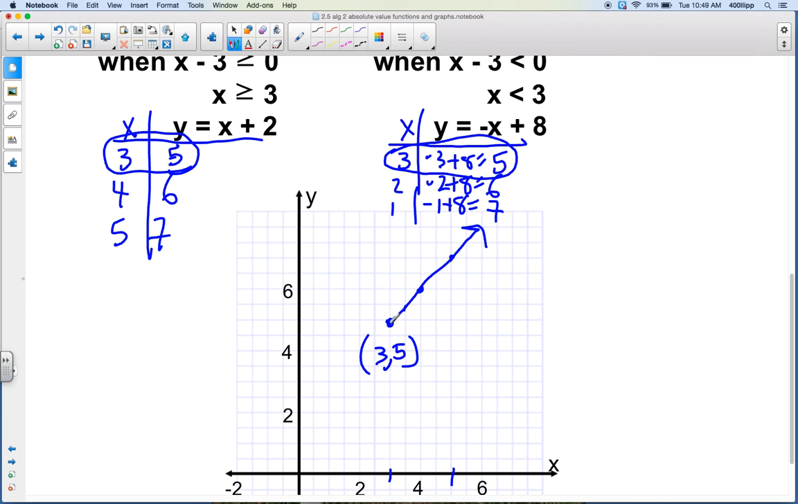So I have 3, 5. That's good. We have 2, 6. We have 1, 7, right here. Okay, 1, 7. There it is. And these points, we're going to stop at x equal to 3 and then continue on. And there it is. That's how we graph the absolute value graph, by splitting it up into 2 linear equations.